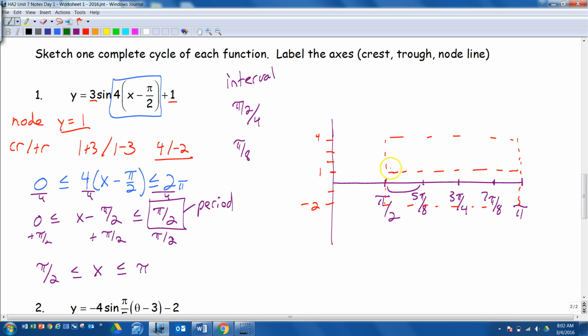So remember, the sine curve always starts at the node line, and then it goes up to the top one interval later, then back to the center line, then down to the bottom, and then finally we end it. So that is the graph of sine of all that. That is one sine curve for this problem. Okay, so that's all you have to do. So we're going to do another one.